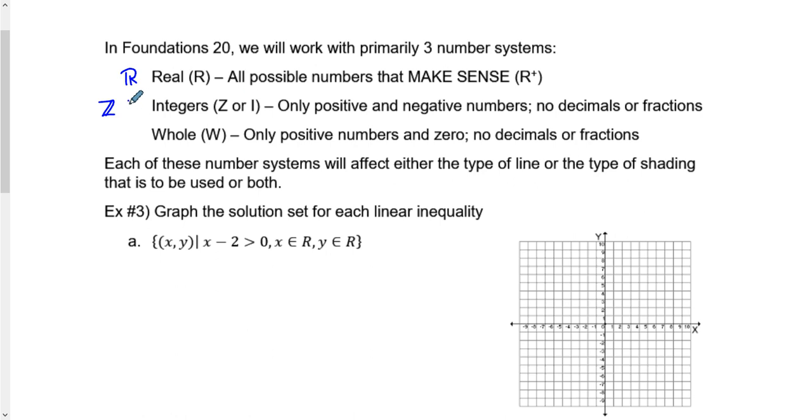Or a double barred I, that's what I've seen. And for the whole numbers, I usually add an extra line just to say that's actually the symbol for it. So real numbers are all possible numbers that actually make sense. So it means we can have decimals and anything like that. When I say makes sense, you can't really take the square root of a negative number, so those are the numbers that don't make sense.